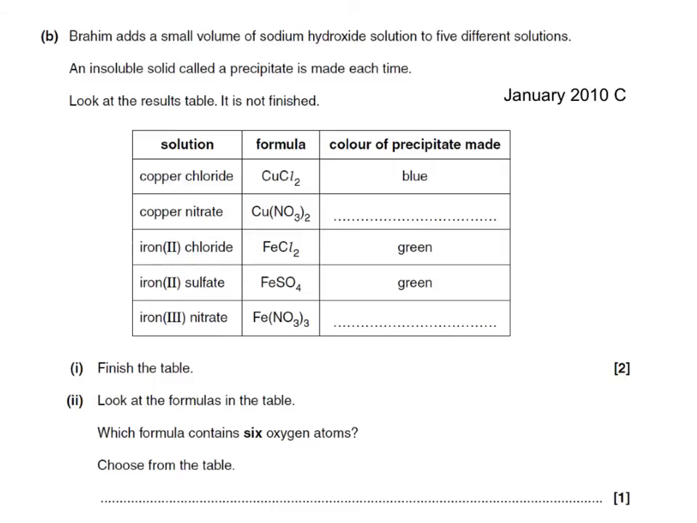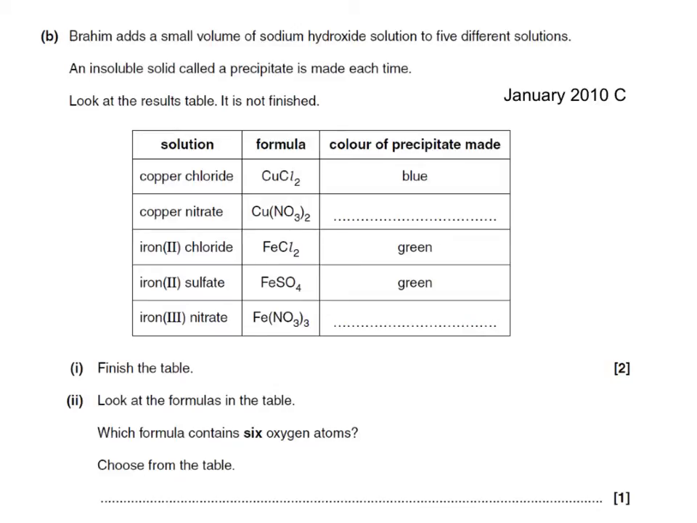Here's a past paper question on this subject. Brahim adds a small volume of sodium hydroxide solution to 5 different solutions. An insoluble solid called a precipitate is made each time. Look at the results table, it's not finished. First thing we need to do is to finish the table.